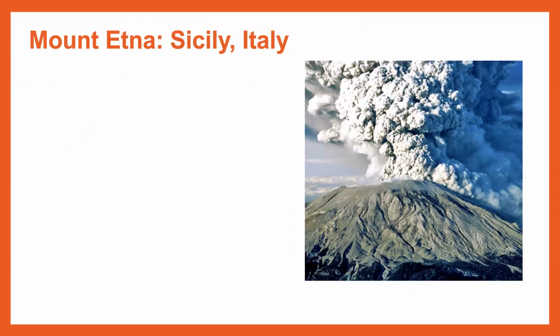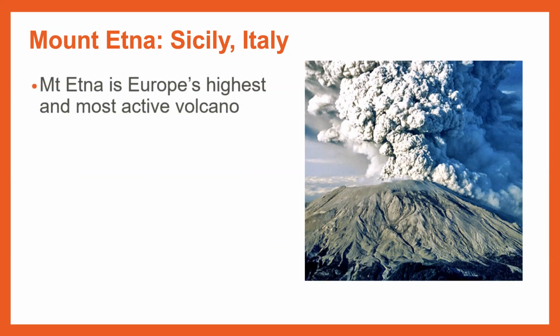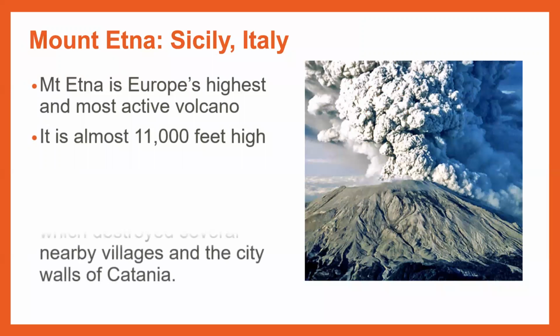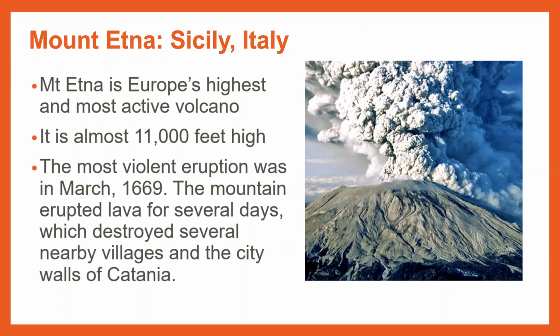We're going to have a look at Mount Etna. So Mount Etna is in Sicily, in Italy. It is Europe's highest and most active volcano. It's almost 11,000 feet high. And the most violent eruption was in March 1669. The mountain erupted lava for several days and destroyed several nearby villages and the city walls of Catania.